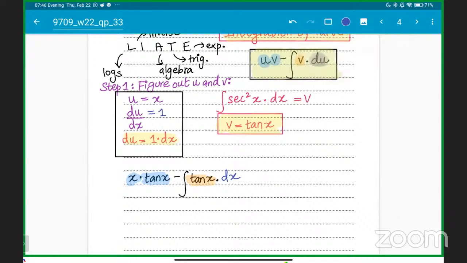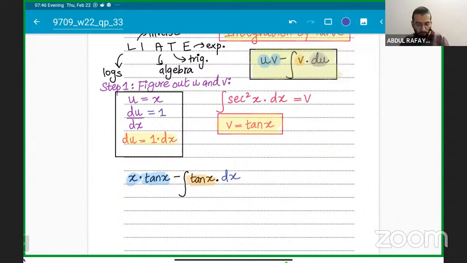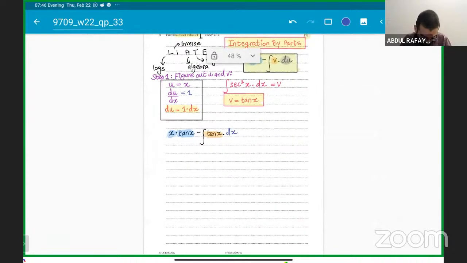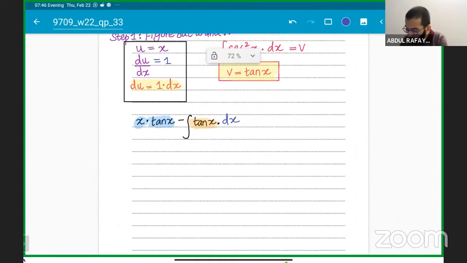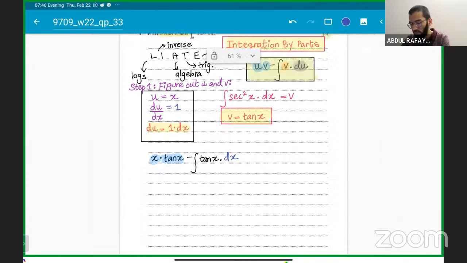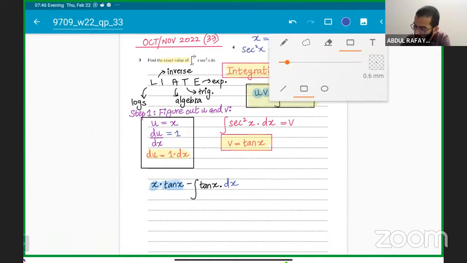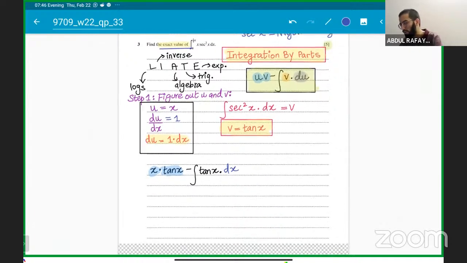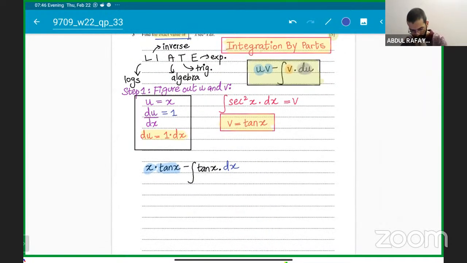So here we go. Integration by parts has already started now, and we are trying to get the correct answer. We just need to integrate tan x and put the limits in to get the exact answer. Is everyone following?